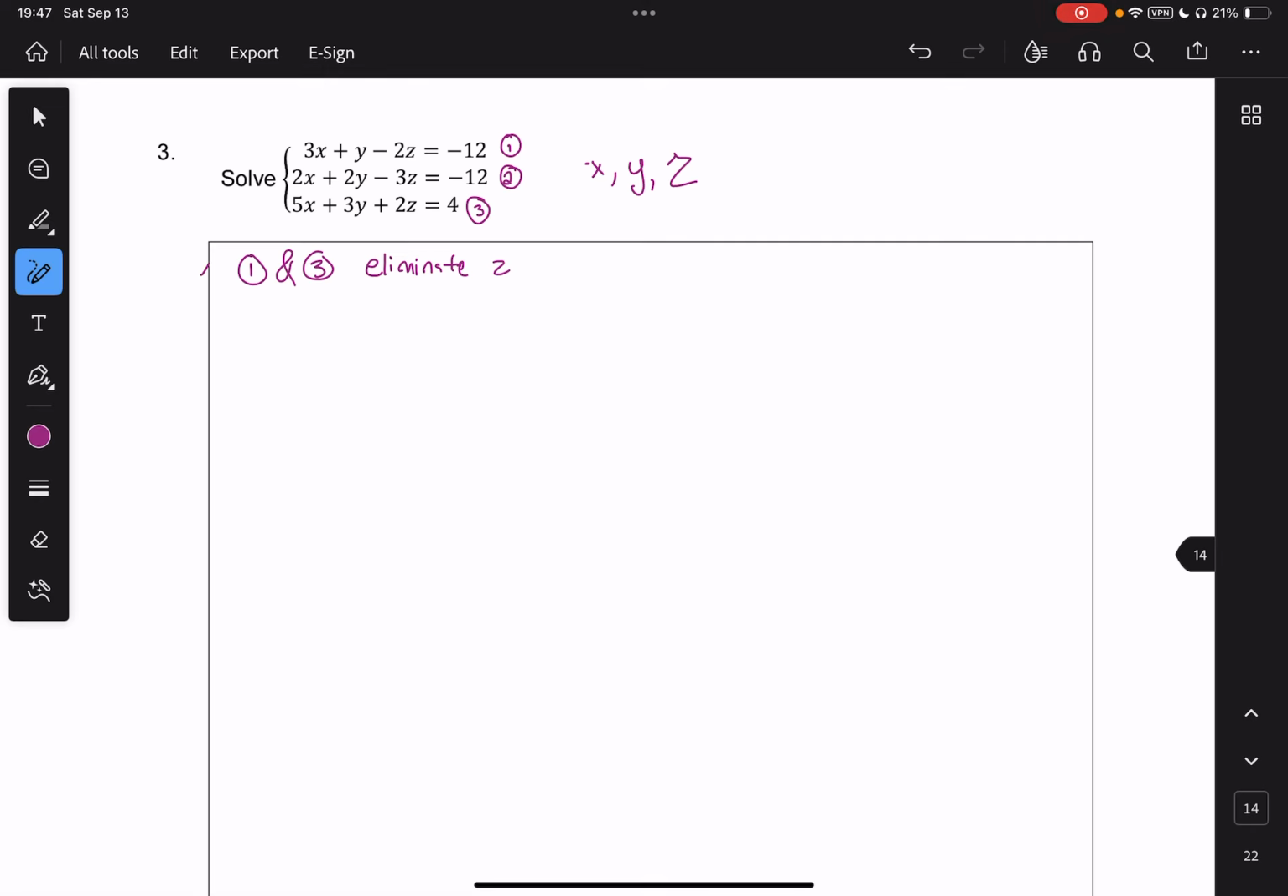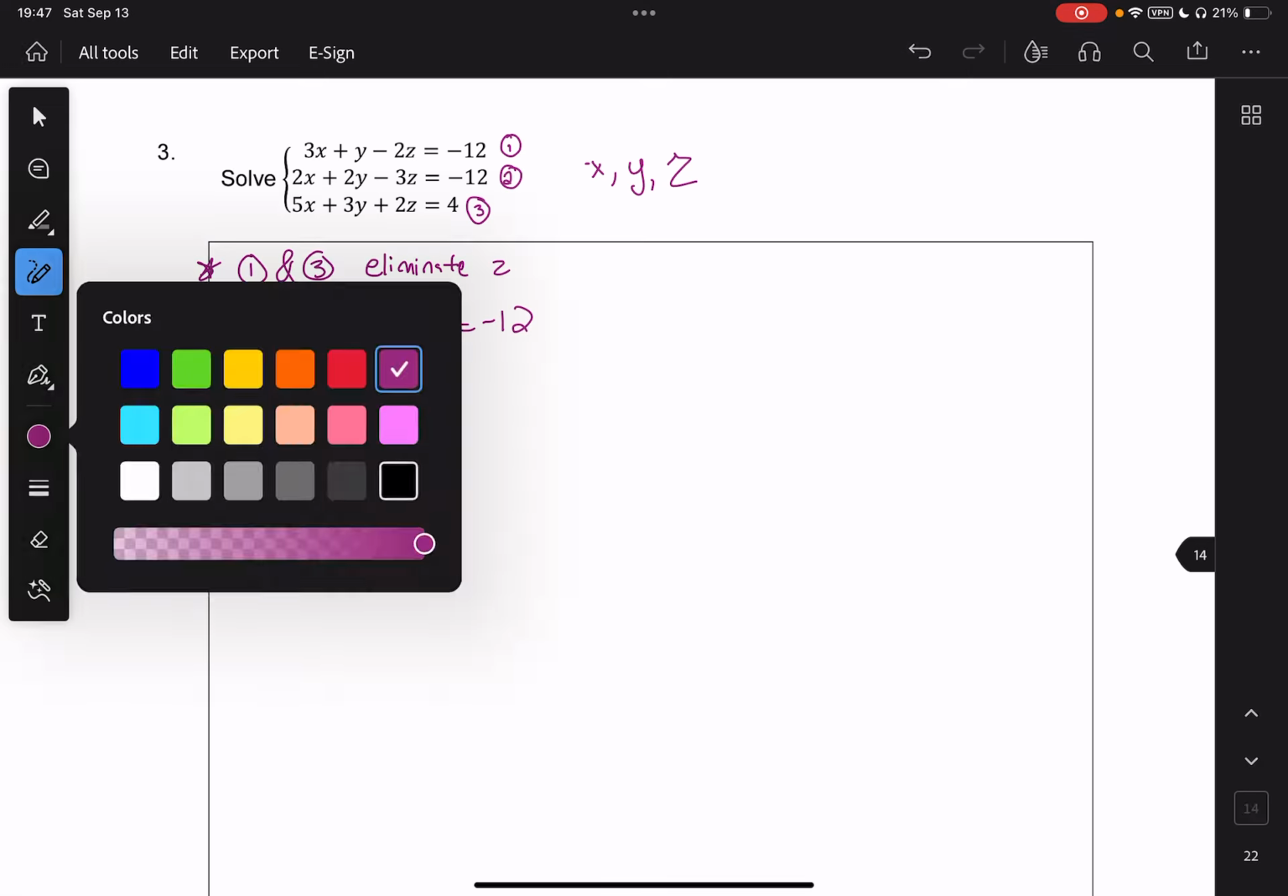And you don't have to write this step. I'm just writing it for you guys so you can see. You don't have to write it. So equation 1: 3x plus y minus 2z equals negative 12.